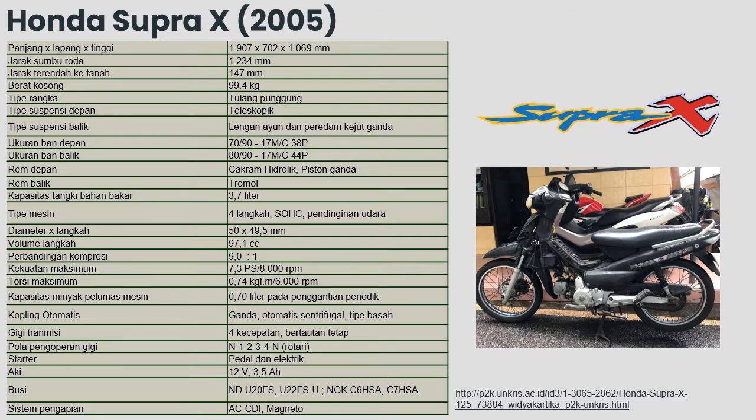Well, anyway, this Supra has 100cc engine capacity, 4-speed rotary, 7.3 PS power at 8000 rpm, and 0.74 Nm torque at 6000 rpm. Other specs can be read on the table on the left side here. The current condition of the motor can be seen in the picture on the right side here. Well, it is not at its best condition, but it still can cover high load.